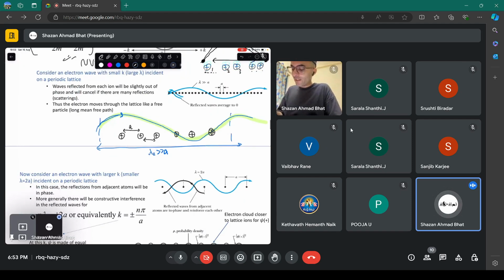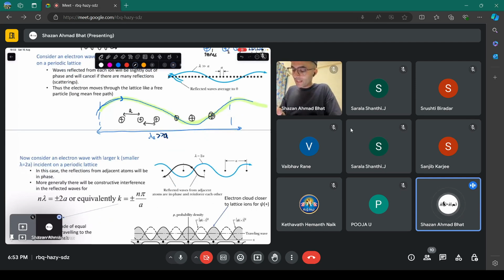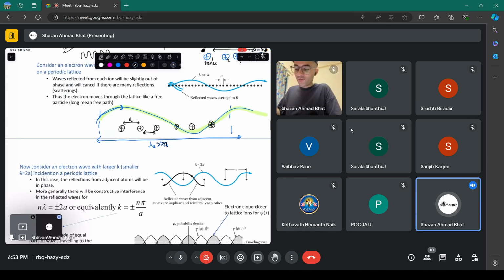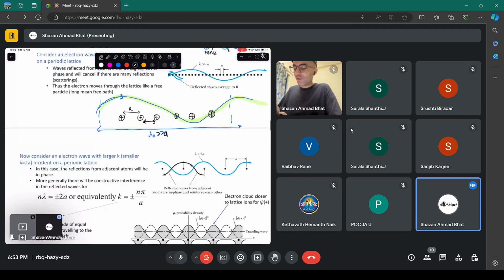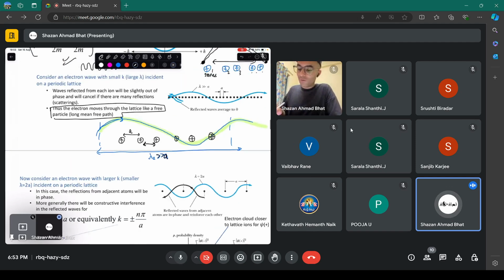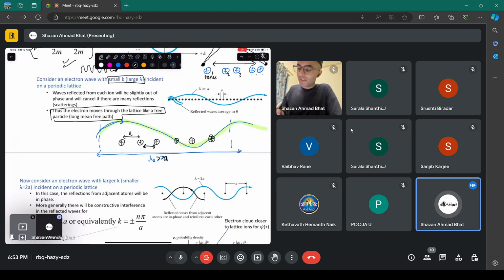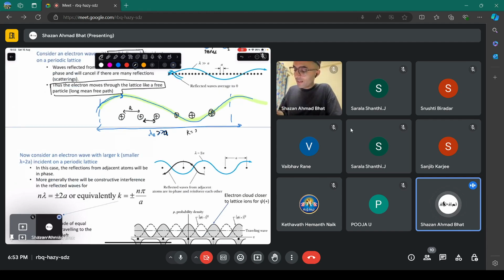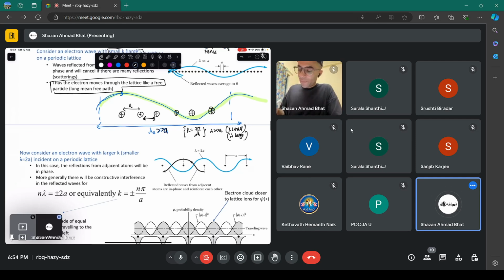If the wavelength of the electron is much greater than the lattice constant, the distance between two atoms, then the electron is not going to feel any of the potentials as such. Or even if it does, then overall on average it's going to move freely inside the lattice. So the electron moves through a lattice like a free particle, but only if k is small. That means the wavelength is large, because you can write k as 2 pi by lambda. It's in k space. So if lambda is much greater than a, that means k is small and lambda is large.